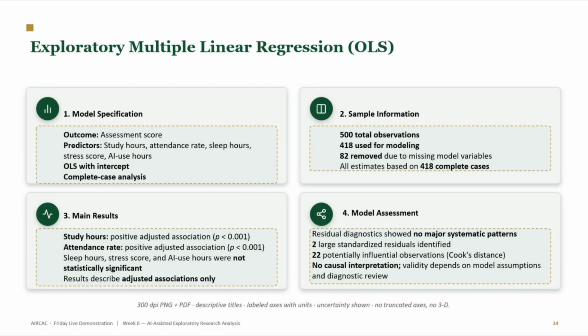The model assessment, the residual diagnostics, show no major systematic patterns. We have two large standardized residuals identified. We have 22 potential influential observations from Cook's distance, and no causal interpretation. The validity depends on the model assumptions and diagnostic review. So all this information is provided by the AI, and on my side I verified it.